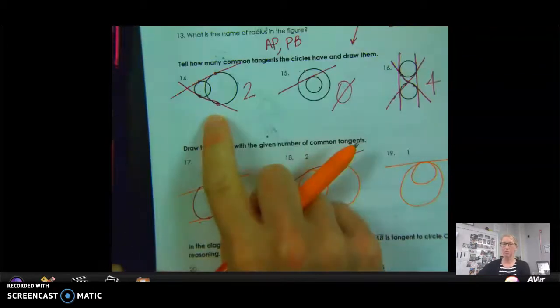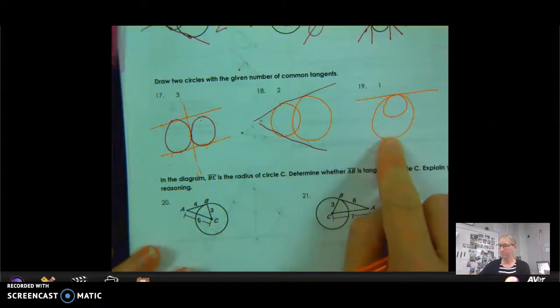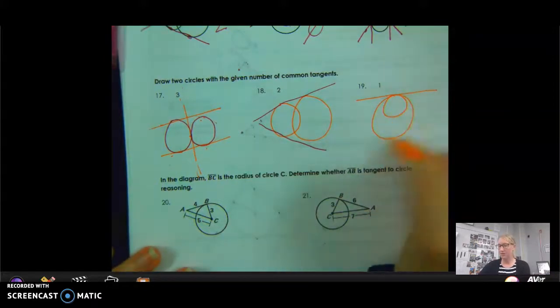For 18, I just used the same one from above because there was 2 there, so there's 2 here. 19 is 1. So the only way to draw that is to have a circle and then a circle inside, but they have to have this joining point right there.